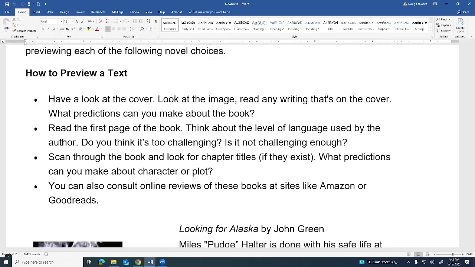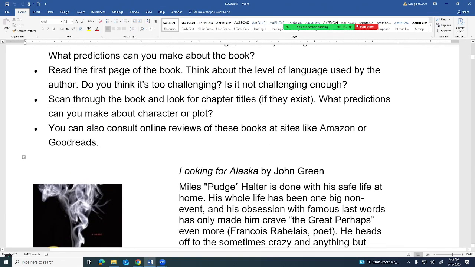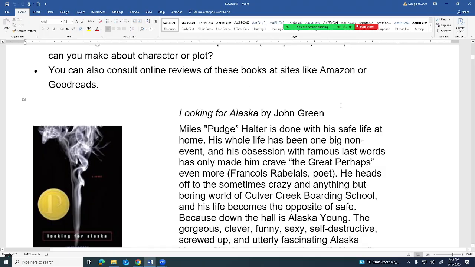Scan through the book to look for chapter titles if they exist. What predictions can you make about the character or plot? You can also consult online reviews of these books at sites like Amazon and Goodreads. Generally, with these reviews, they won't tell you how it ends, and you really don't want to know how it ends right away. You want to enjoy the book and be kept in suspense, not knowing how it's going to end. You can enjoy that sensation.